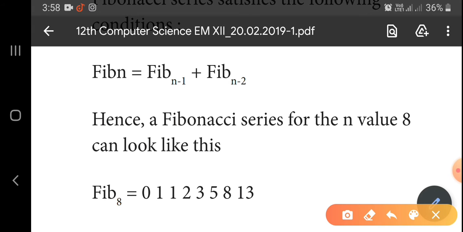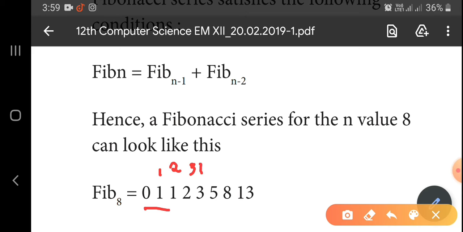Okay. So then we just add these two numbers, we get the value for fib of 2. So 0 plus 1, what do we get? We get fib of 2. Fib of 2 is 1. And then fib of 3. What is the value for fib of 3? So we just add the two previous numbers, that is 1 and 1. 1 plus 1, what do we get? We get the value 2. So that is fib of 3.